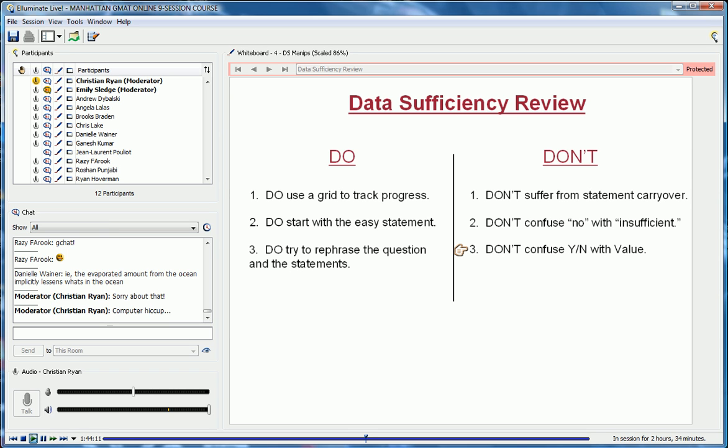And finally, never switch up or confuse a yes-no question with a value question. A value question is one such as what is x? What is x plus y? Something like that, asking you for a number. Yes-no asks you for a yes or no, and you can often answer a yes-no question without knowing the value of the underlying variables. You just need to know something about them.